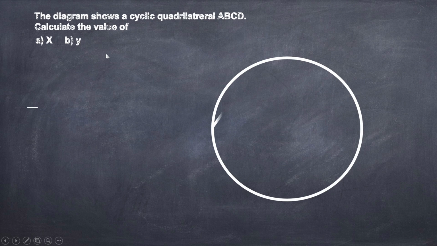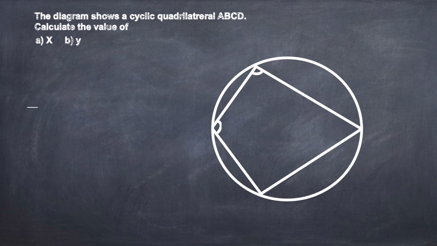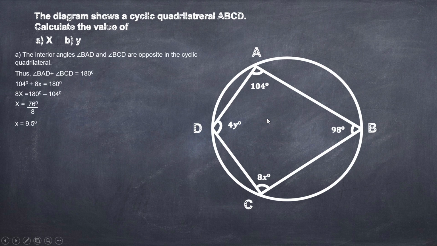Right. As you can see from the diagram, it shows a cyclic quadrilateral ABCD. Calculate the value of x and y. Okay, as you can see, there are 4y and 8x. As what we have learned just now, the sum of the opposite interior angles is equal to 180 degrees. So let's solve x first.